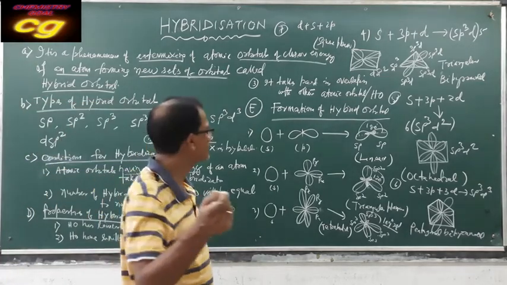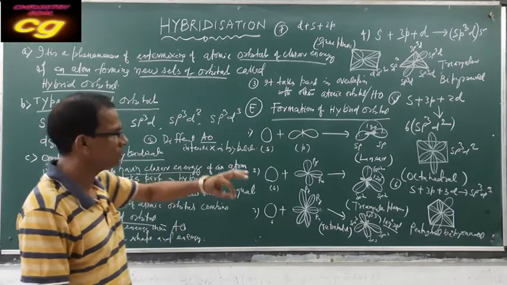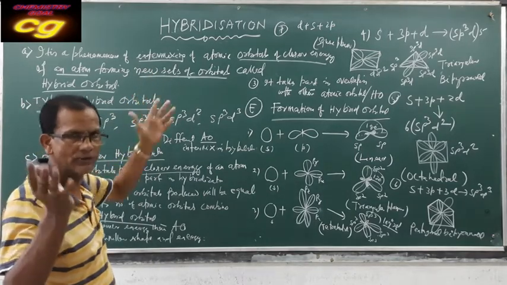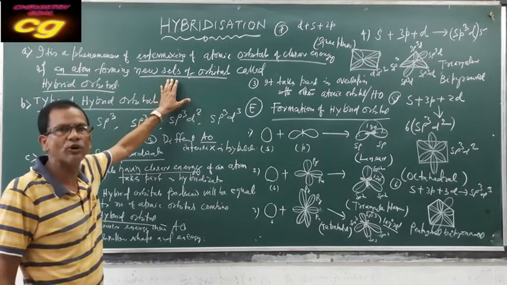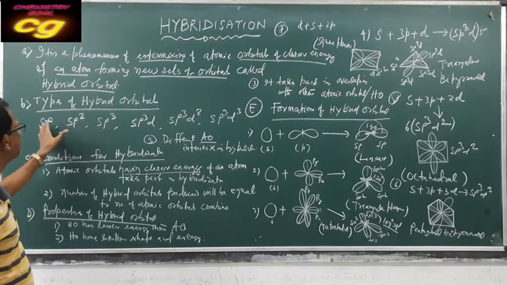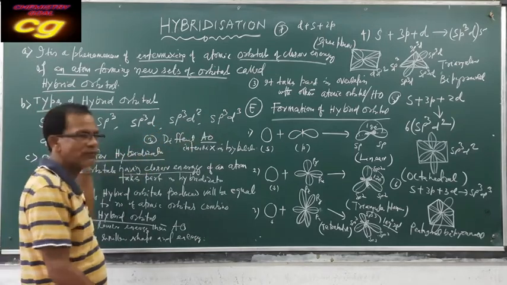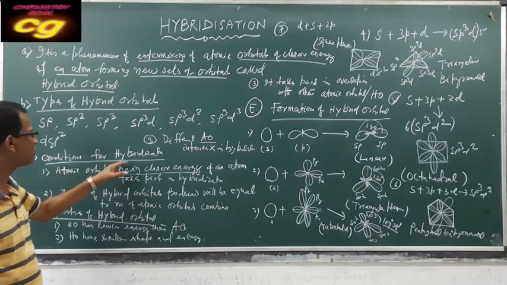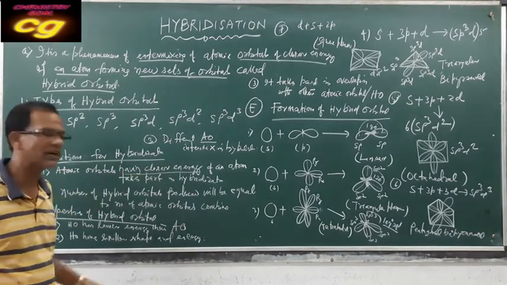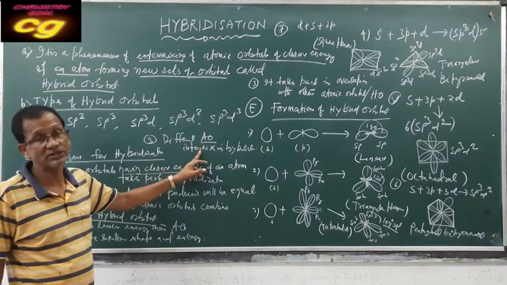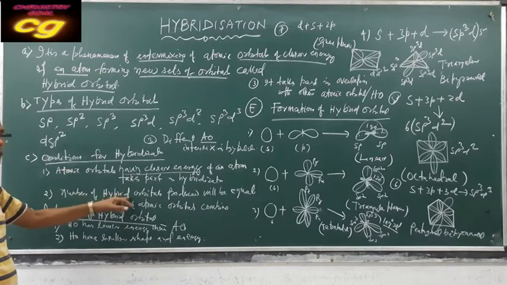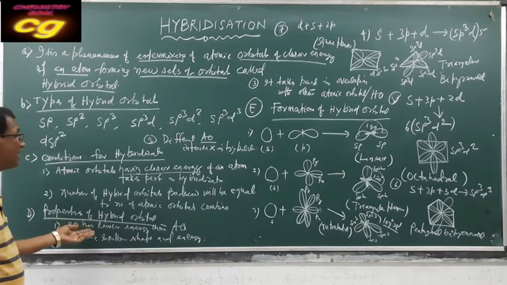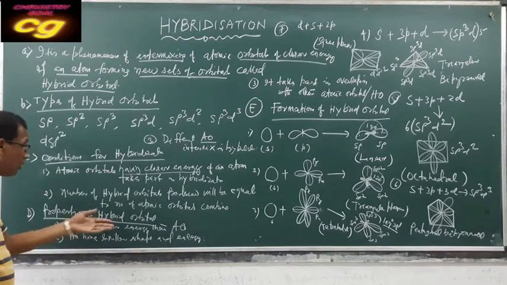I am revising the lesson briefly. Hybridization is the intermixing of different atomic orbitals of an atom forming new sets of orbitals called hybrid orbitals. Hybrid orbitals may be sp, sp2, sp3, sp3d, like this. Different types of hybrid orbitals are produced due to intermixing of s, p, d atomic orbitals. What are the conditions of hybridization? Atomic orbitals having closer energy take part. Then different atomic orbitals intermix, not the same type. The number of hybrid orbitals produced will be equal to the number of atomic orbitals intermixing. Then what are the properties of hybrid orbitals? Hybrid orbitals have lower energy than atomic orbitals.